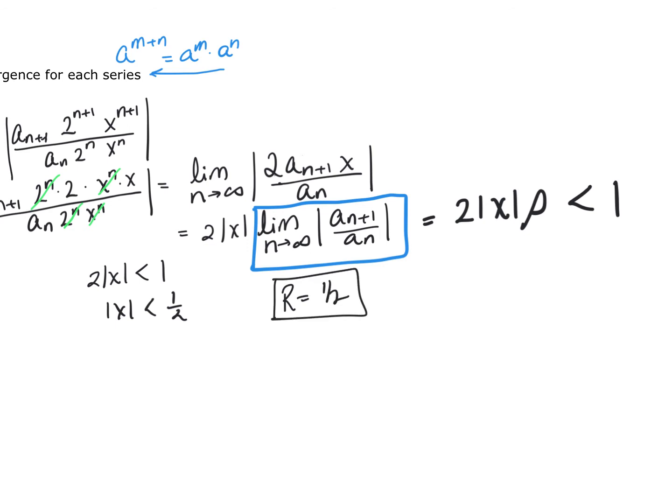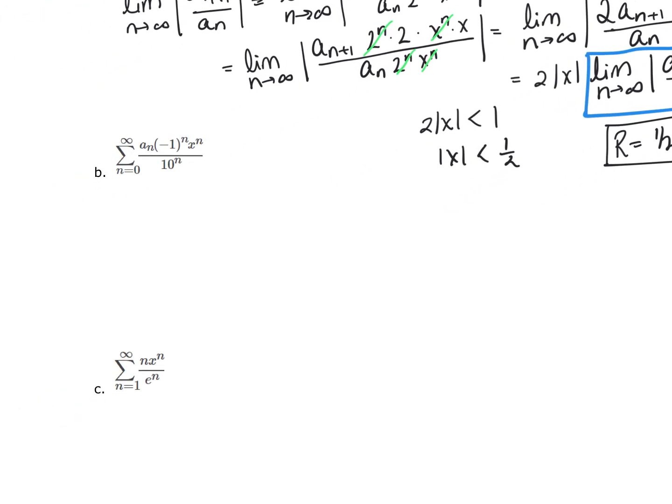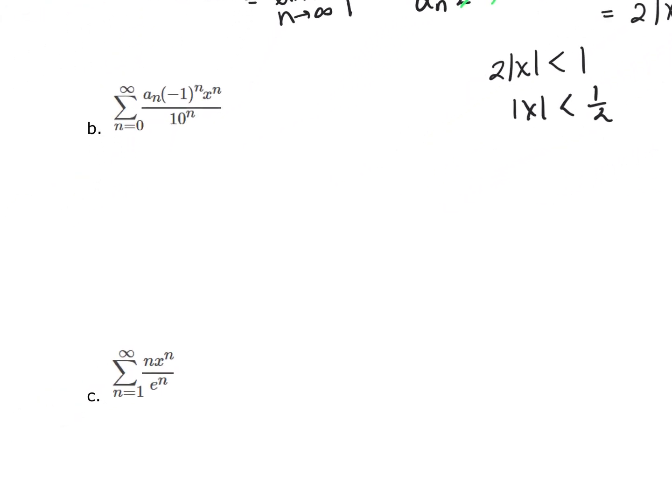Let's try another one. So for this example, once again, I'm going to do the same thing. I'm going to do the limit as n approaches infinity of the absolute value of a sub n plus 1, negative 1 raised to the n plus 1, x to the n plus 1 over 10 to the n plus 1.